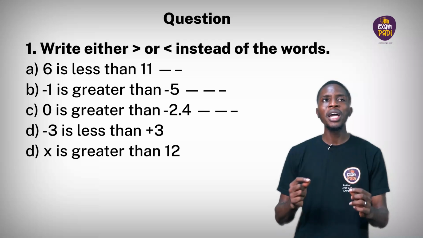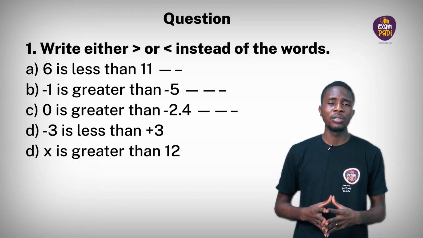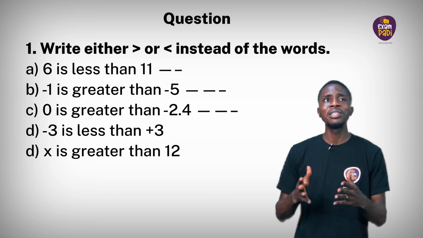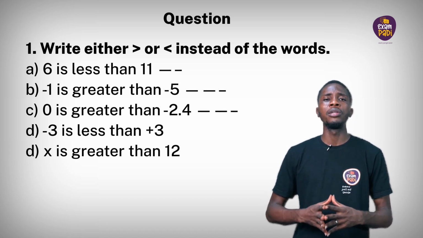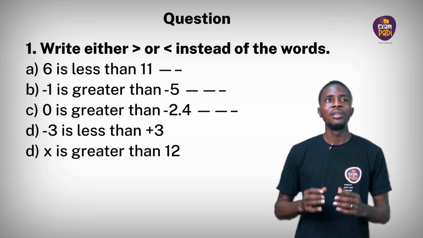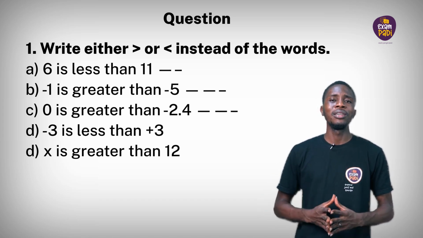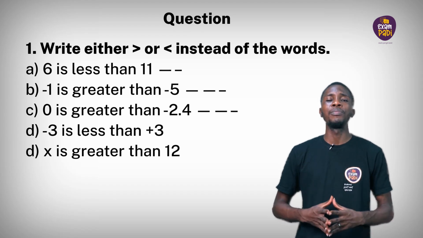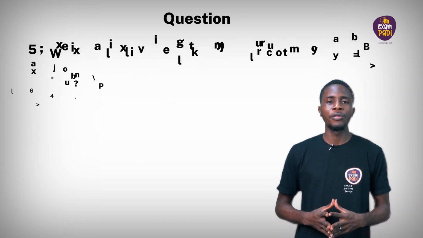1. Write either greater than or less than instead of the words. A. 6 is less than 11. B. Minus 1 is greater than minus 5. C. 0 is greater than minus 2.4. D. Minus 3 is less than plus 3. E. x is greater than 12.